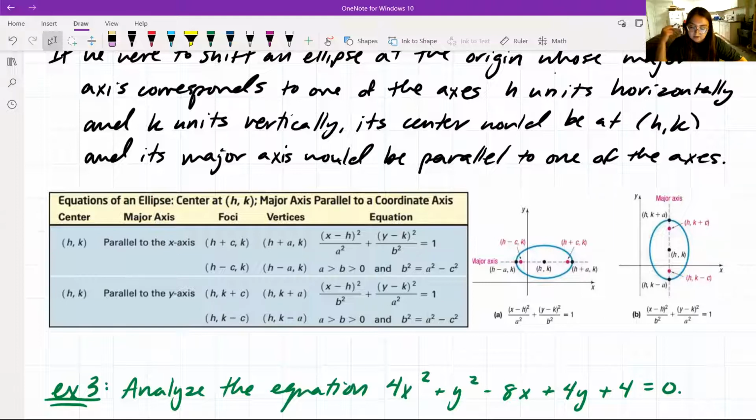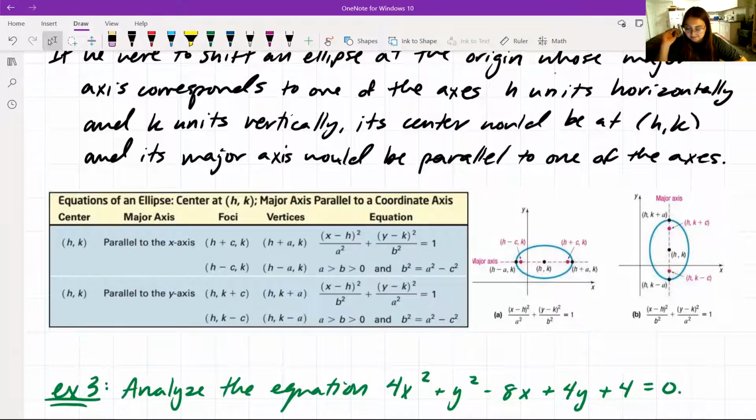Then our equation would end up being x minus h parentheses squared divided by b squared. Remember that smaller value because it is not parallel to the x-axis. Plus y minus k in parentheses squared divided by a squared, so the larger value, equals 1, where we still have that a is greater than b, which is greater than 0, and b squared is equal to a squared minus c squared.